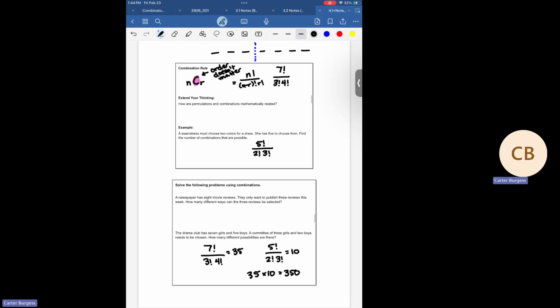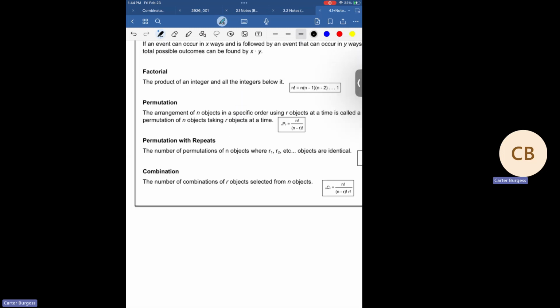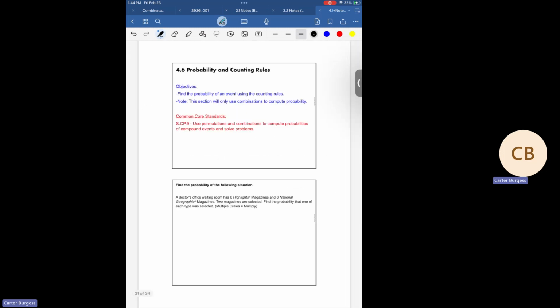Okay. Questions on combinations, permutations, factorial, all that stuff? Feeling okay? Okay. 4.6, which is the last section of Unit 4, which we will be finishing today, is going to be a little summary of everything that we've talked about. Cool. That's nice of me.